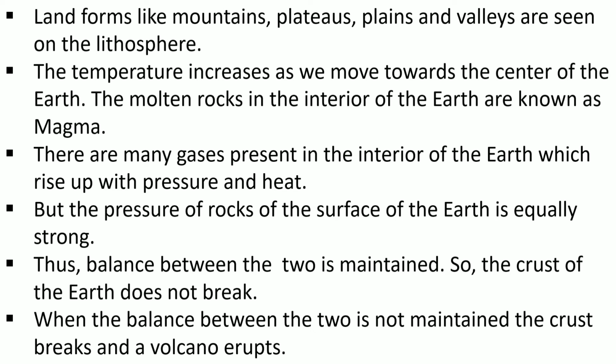The molten rocks in the interior of the earth are known as magma. There are many gases also present in the interior of the earth which rise up with pressure and heat, but the pressure of the rocks on the surface of the earth is equally strong. So many times the pressure gets imbalanced, and problems like earthquakes and various other natural disasters are caused because of this imbalance. If the balance is appropriate, then everything goes well. So the earth is sustained out of this balance.